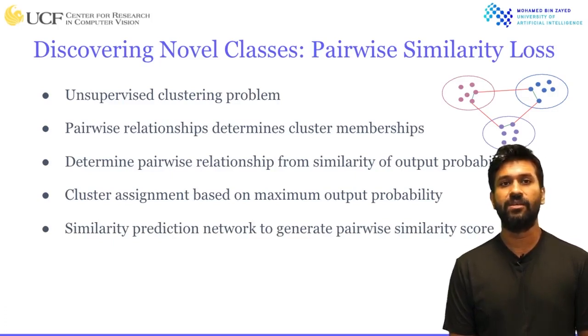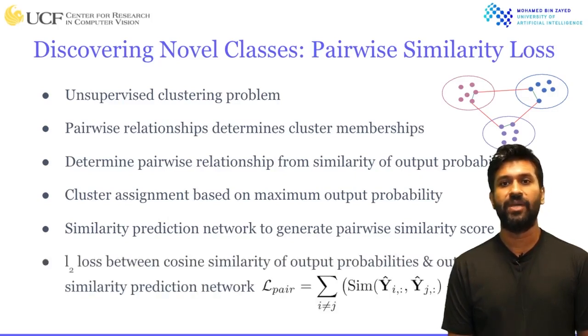Therefore, in this work, we propose a similarity prediction network to generate the pairwise similarity score. And once we have the generated scores, the network can be trained to predict the relationship between a pair of samples. Here comes our pairwise similarity loss, which is basically an L2 loss between the cosine similarity of output probabilities and the output from our similarity prediction network.